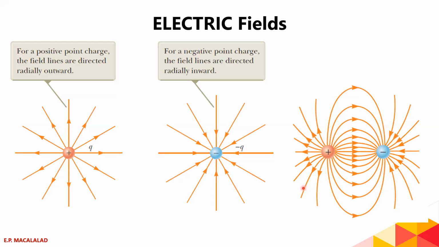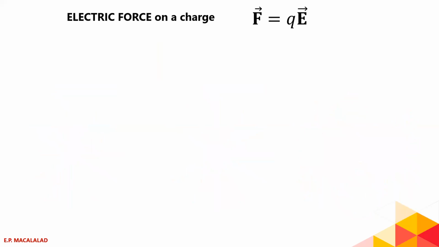So by definition, the electric force on a charge is just the product of the charge itself that receives the electric force, F, times the electric field in that direction. So this equation is very simple, no? That's a force equal to the charge times the electric field. But this equation is actually very important because it tells you two things.